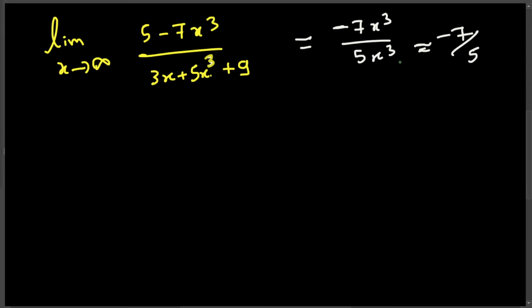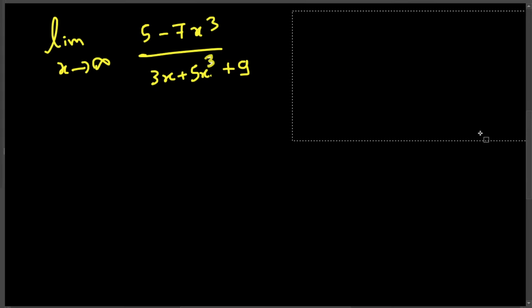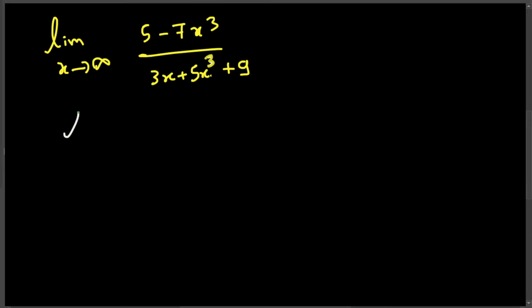Now let's go ahead and prove that one, doing it by steps. So I remove this one. Now here you can see the highest power is x cubed, so we have to multiply the numerator and the denominator by 1 over x cubed to solve this problem. So let's go ahead and do that.